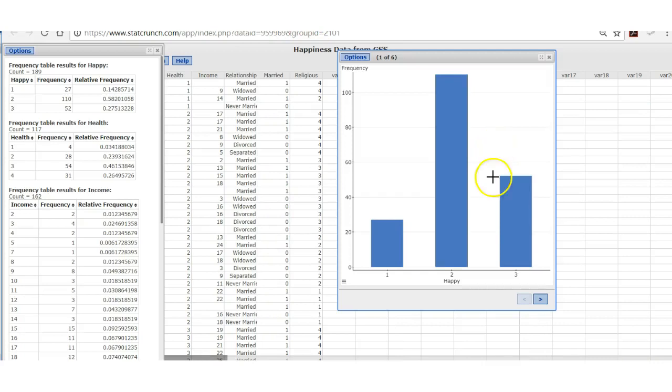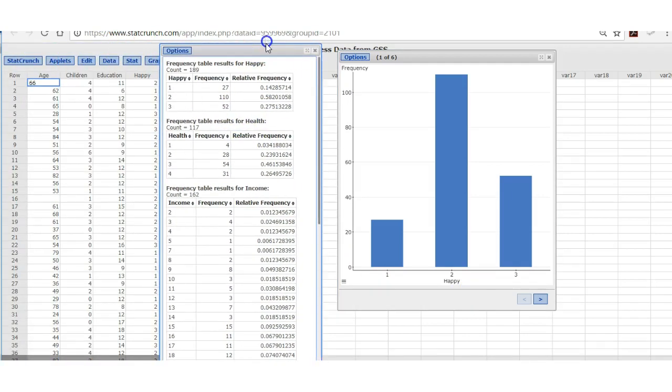Here's our bar graph for the happy variable. And this gives us the same information that we got from our frequency table. It just gives it to us in picture form. And a lot of people find it easier to interpret things if they have a graph, if they have a picture, than if they just have a table with numbers in it. So this shows us right away that there were a lot more respondents that answered with choice 2 than with either choice 3 or choice 1.